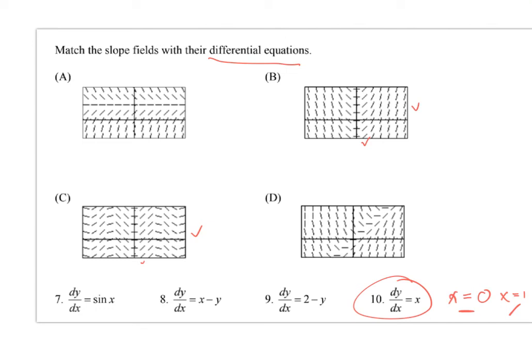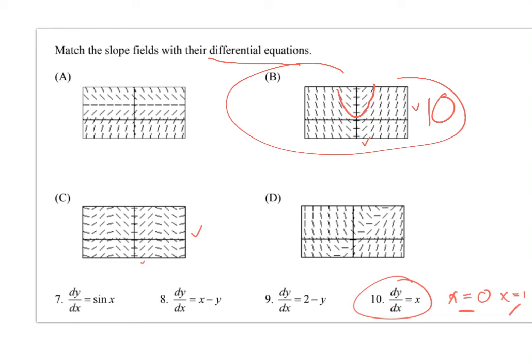And you might notice that as our slopes go more positive, they should be getting steeper. So 10 is going to go with B because these are steeper. And if you notice, we have a parabola here. X integrated, or the antiderivative of x, is going to be x squared over 2, so that makes sense to me.